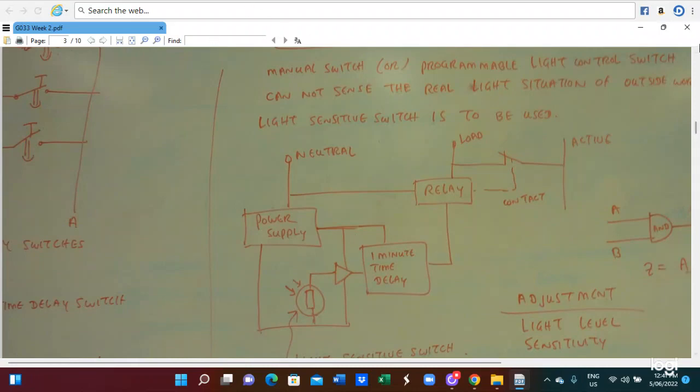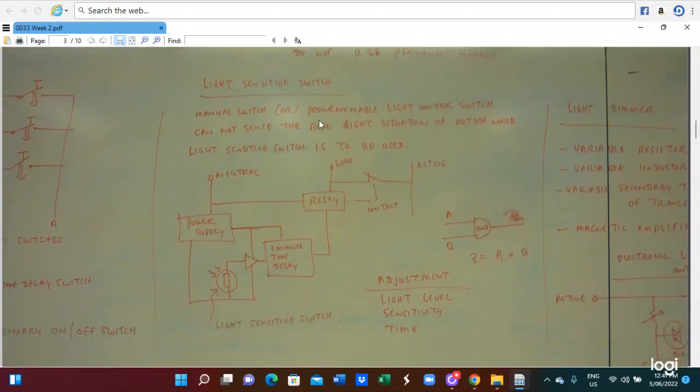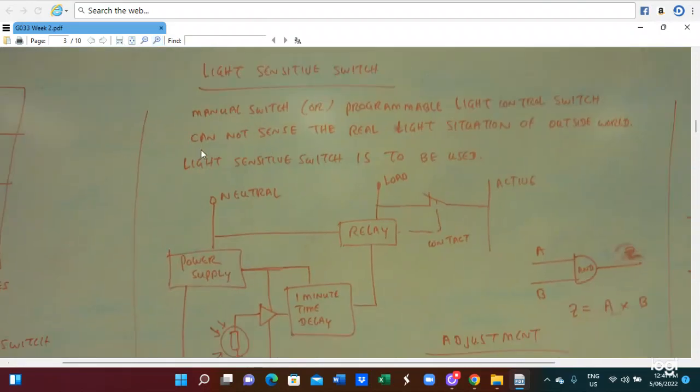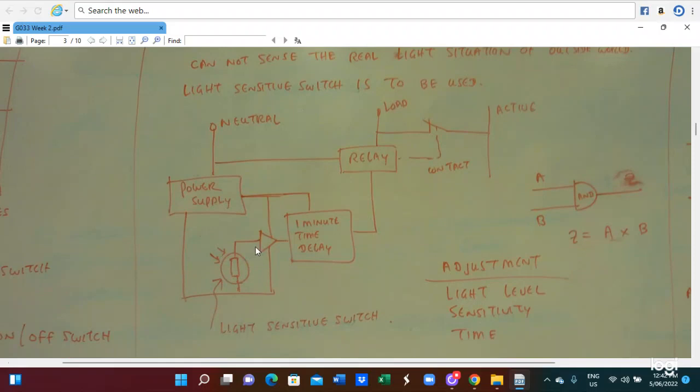In this diagram, this is a manual switch and a light sensitive switch. This cannot sense the real light situation outside, so a light sensitive switch will be utilized. Here with the power supply, this is for the tidal switch, and this is a relay, like this. These line switches sense the outside light. When the outside light is low, the tidal switch operates the relay and the load is connected. This is the function. Then you go to the A cross B function. In this case, adjustment depends on the light level, sensitivity, and the time.